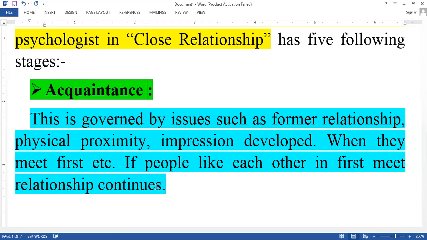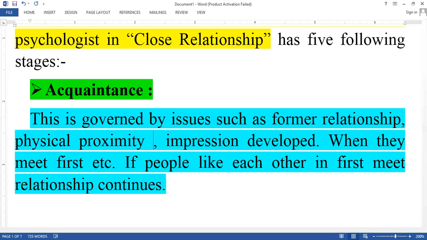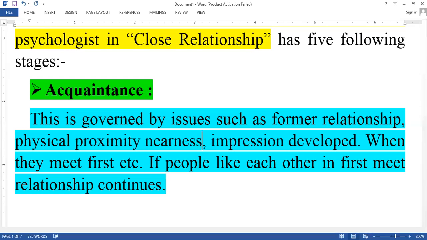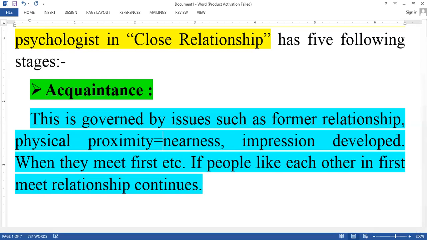In this step, a person knows another person, but he is not a friend. Proximity means nearness, so the physical nearness and the impression. Many times we say that first impression is the best impression. If the people like each other in the first meeting, it means they create a positive first impression in their minds, and then they continue their relationship.